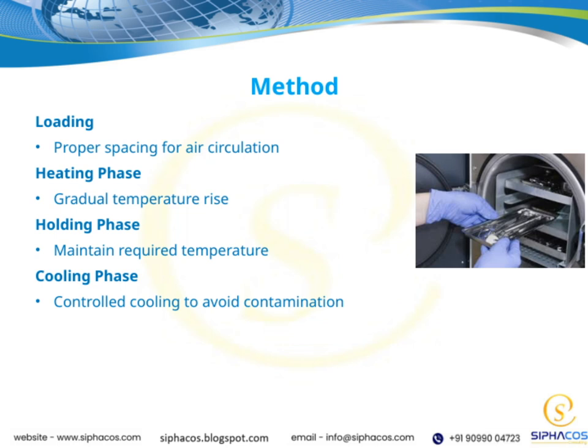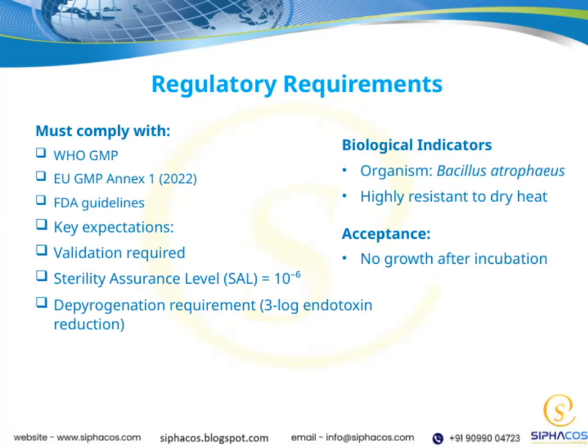Let's take a closer look at biological indicators, starting with the organism used, Bacillus atrophaeus. This particular microorganism is highly resistant to dry heat, making it an ideal choice for testing sterilization processes. When we perform acceptance testing, we're looking for no growth after incubation, which confirms that the sterilization was effective.